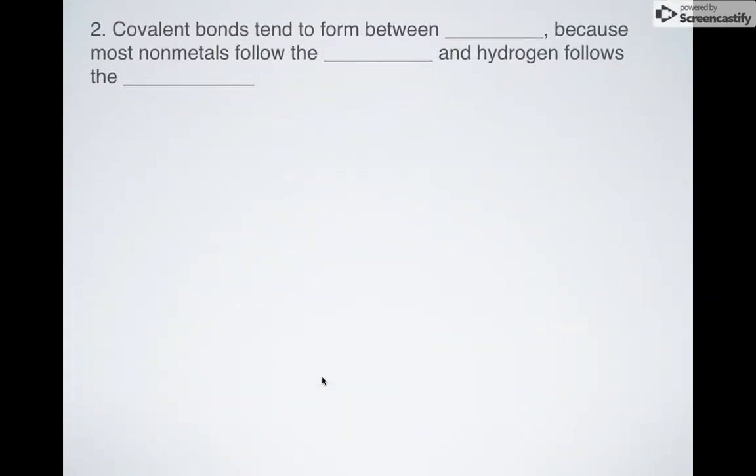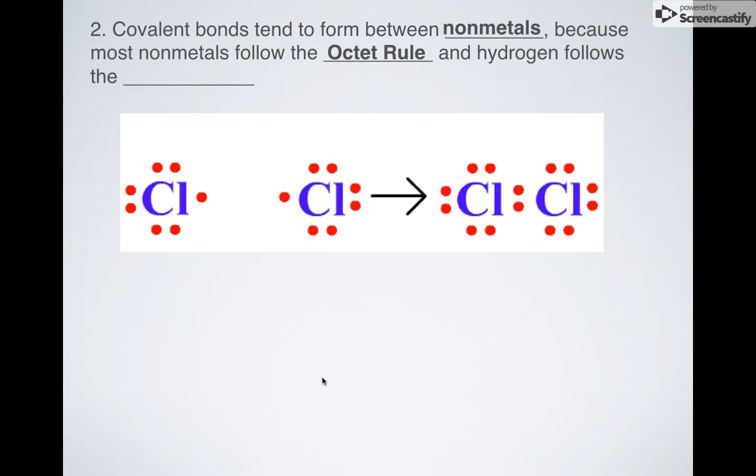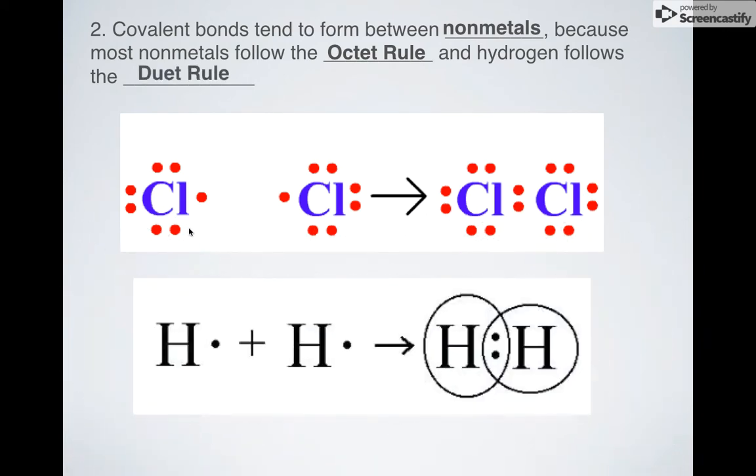Covalent bonds tend to form between nonmetals because most nonmetals follow the octet rule. And hydrogen follows a slightly different rule, called the duet rule. But the idea is that if you look at the valence electrons of chlorine, there are 7 valence electrons, and another chlorine would have 7 valence electrons. If they would like to have an octet, which is 8, they can link together and share these electrons, and now both of them have 8 electrons.